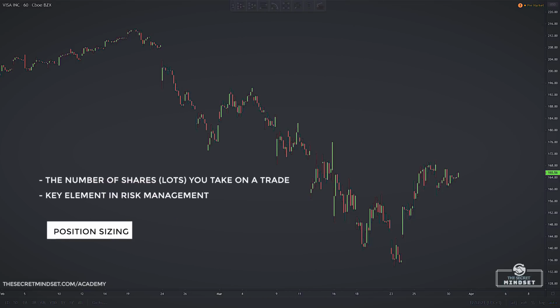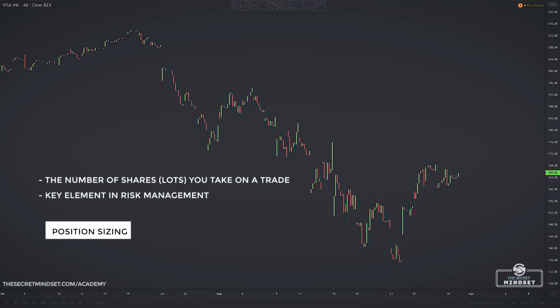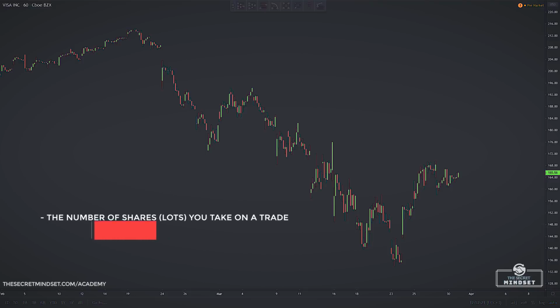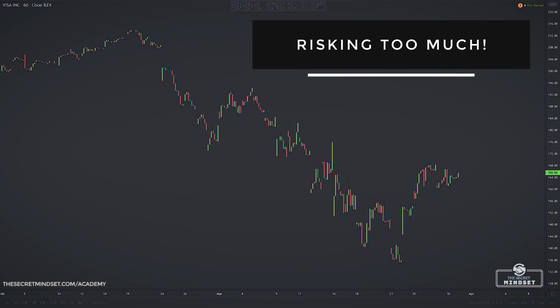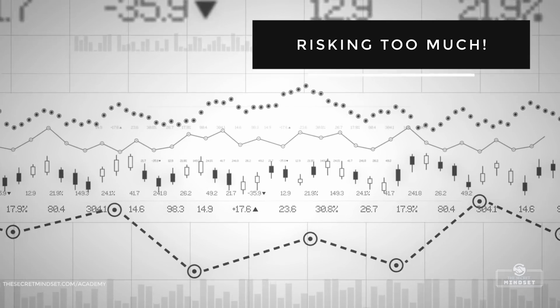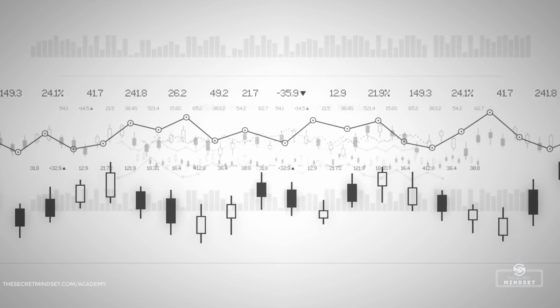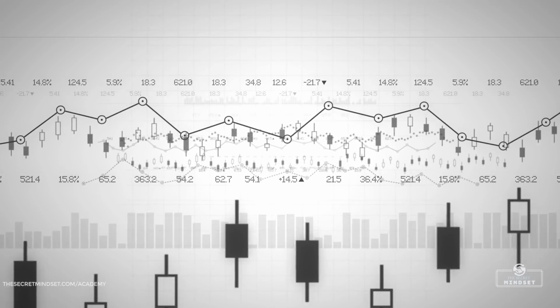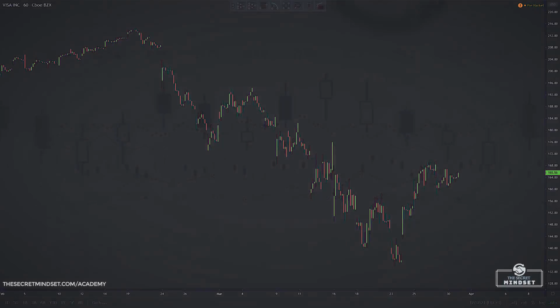Proper position sizing is a key element in risk management and can determine whether you live to trade another day or not. Basically, your position size is the number of shares you take on a trade. It can help you from risking too much on a trade and blowing up your account. Without knowing how to size your positions properly, you may end up taking trades that are far too large for your account. In such cases, you become highly vulnerable when the market moves even just a few points against you.